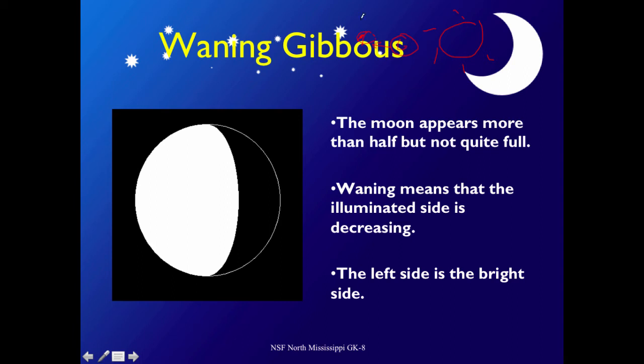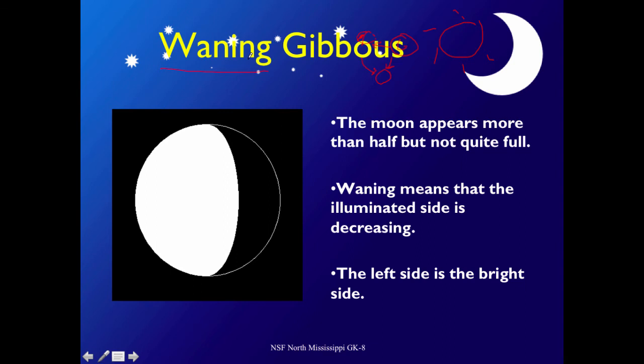so that's the full moon. Then, as it moves counterclockwise, and the moon moves to this position, when you're looking from Earth, the light appears to be on the left-hand side, but then it is shrinking. So that's called waning. Waning means shrinking. Waxing means growing.